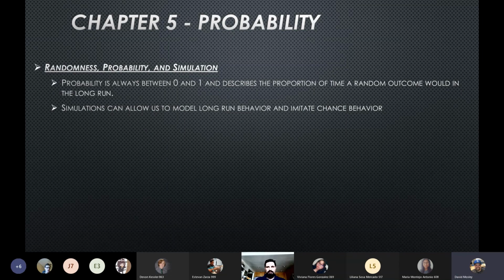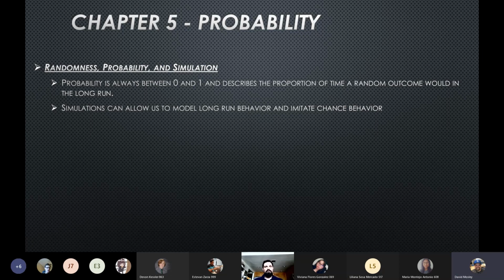Probability is always between 0 and 1 and describes the proportion of time a random outcome would occur in the long run. If you ever get a probability that is greater than 1 or less than 0, you have made a mistake. That is not possible. You should never get a probability greater than 1 or less than 0. If that happens, you have most likely made a mistake. Check your work.